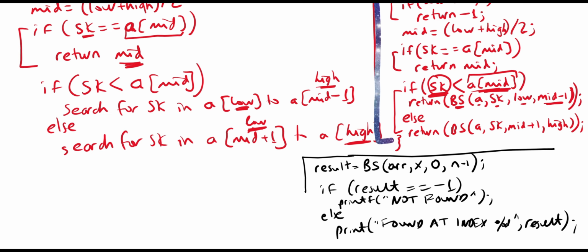Because binary search will return me a value. If it is not found, it's -1. If it is found, it will be the index of the location where it found the number. So I can say found at index result. And this is how we can use the recursive binary search function in our code. And that's all.